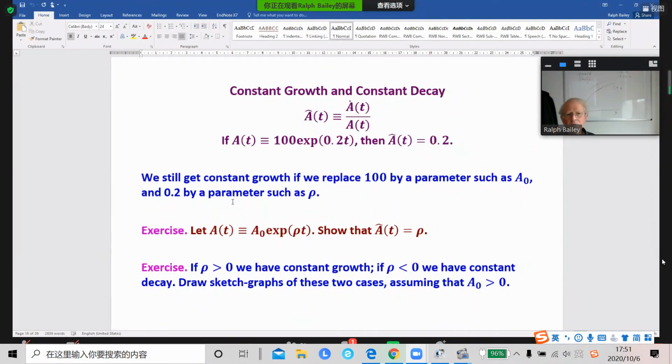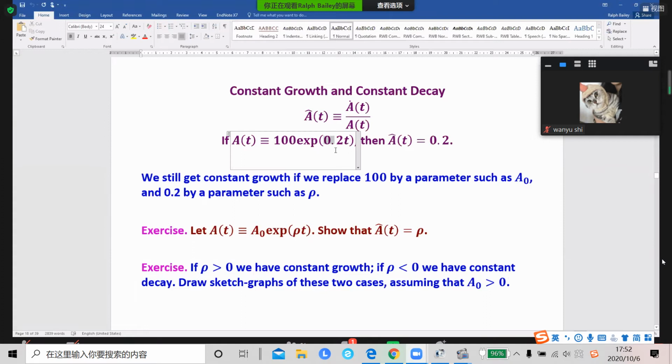So I'm not sure what's so wonderful. What I had in mind when I wrote this screen, it doesn't look all that wonderful. All it says is if we replace 100 by any parameter and 0.2 by any parameter, including a negative one, you'll get constant growth, and the growth will come out as rho. So whatever you have here, 0.2, will translate into the growth rate.